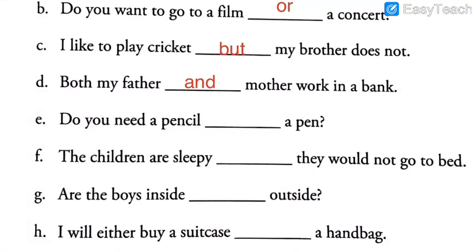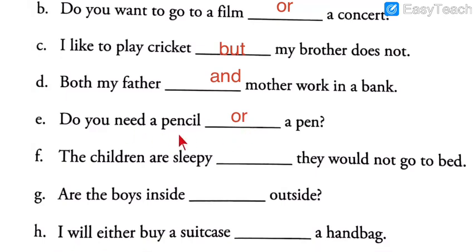And 5. So which is the correct one? Do you need a pencil dash a pen? Obviously or is the correct answer. If you have written or, your answer is right. Now why is the answer or? Can anyone just try to understand why the answer is or here?